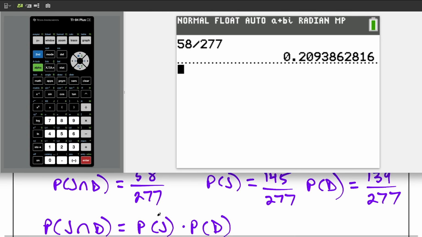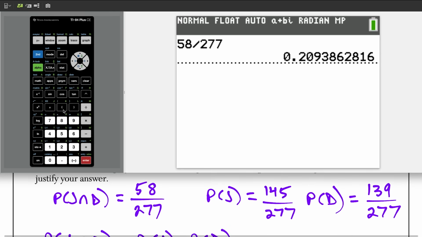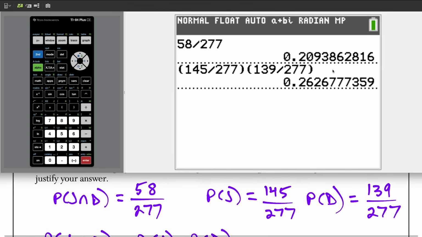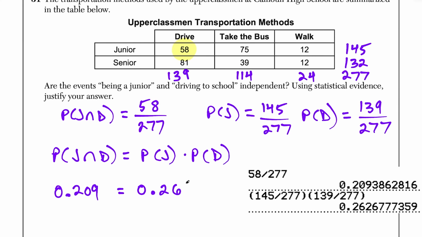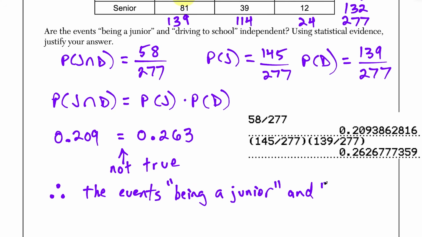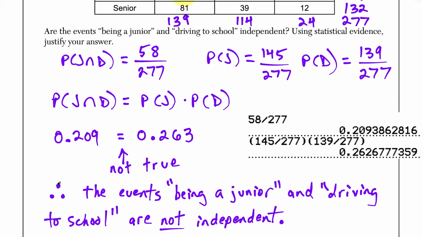And now we're multiplying the probability that someone is a junior by the probability that somebody drives to school. So we're going to do the probability of someone being a junior is 145 over 277. And we're multiplying that by the probability that somebody drives to school is 139 over 277. And let's see if these decimals match, and they do not match. So that tells you that these events here are not independent. If you've never seen this notation before, the 3 dots means therefore. So I'm saying here, therefore the events are not independent.